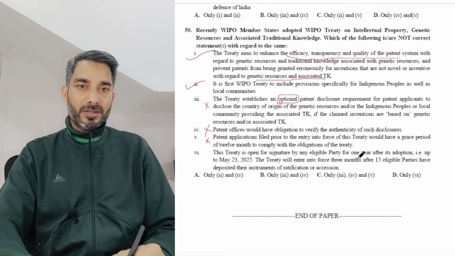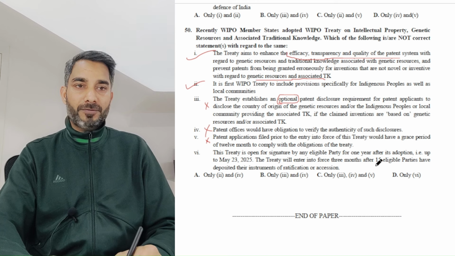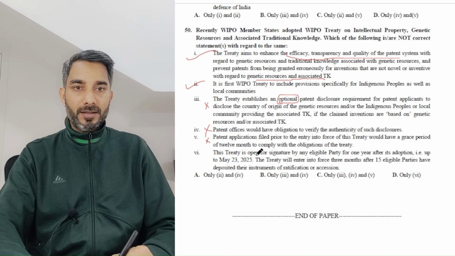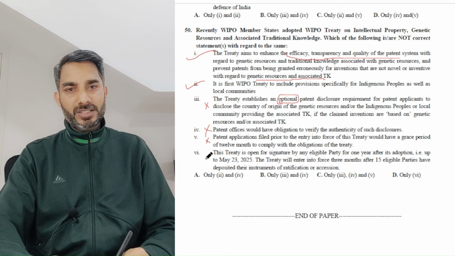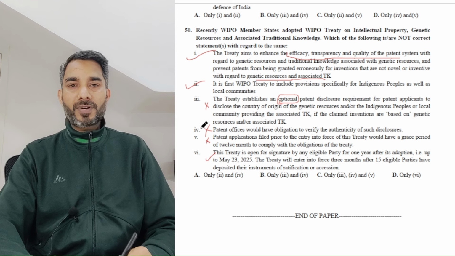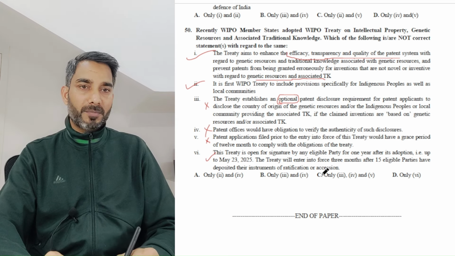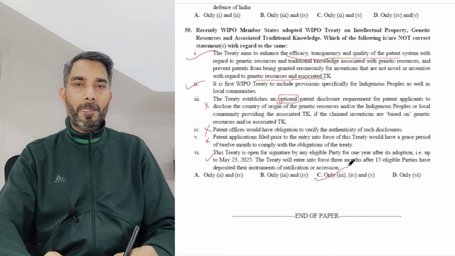This treaty is open for signature by any eligible party for 1 year after its adoption. Yes, this is correct. By May 23, 25. And then it will come into force, yeah, there is this timeline which is there. So this is correct. So we have 3, 4, 5 which is wrong, so the answer is the option with 3, 4, 5.